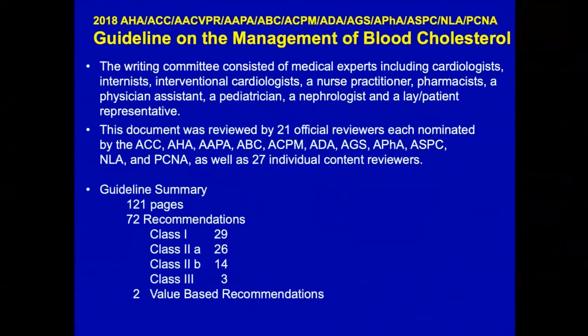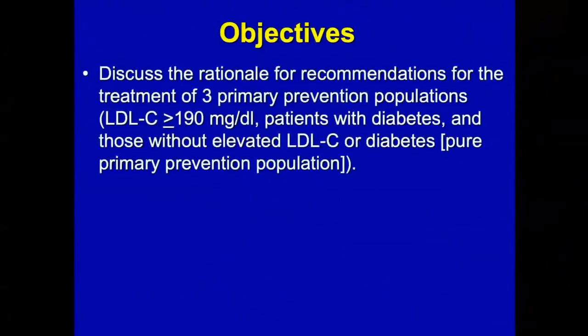You'll see that there are 29 class 1 recommendations, 26 class 2A, which means something that can be done, 2B, which is something that may be done, about 14, and class 3, something that should not be done. And then there are two value-based recommendations based on cost and benefit. So what I want to achieve in the next 25 to 30 minutes is discuss the rationale for recommendations for the treatment of three primary prevention groups.